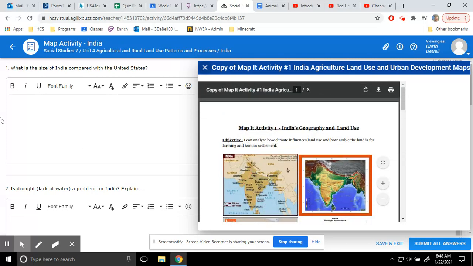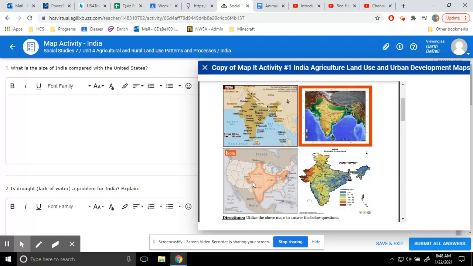All right, so let's start at the top here. What is the size of India compared with the United States? So you just come here, you look at this map, and you tell me what you think. What's the size of the United States compared to India?